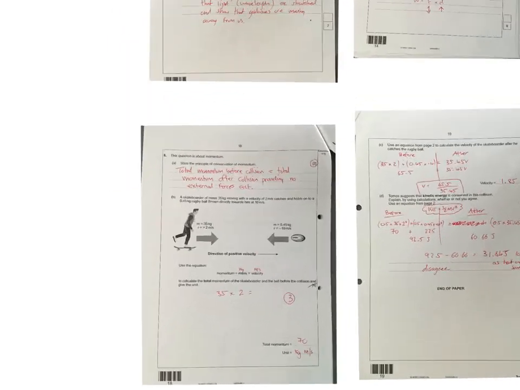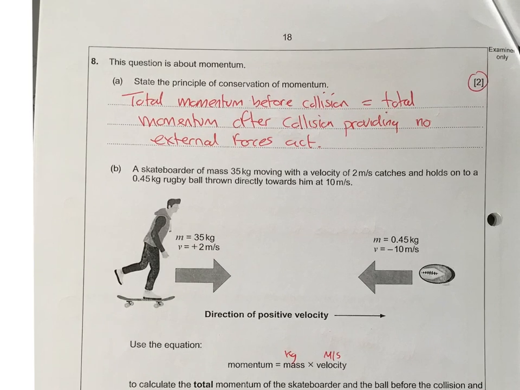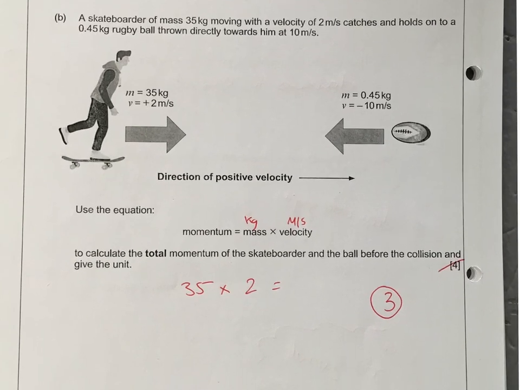And I think that's the end of that question. So coming up to 15 minutes, we're going to be just over 15 minutes now. Question 8 is about momentum. So we've got a nice little definition there. Conservation of momentum: total momentum before collision is the total momentum after, providing no external forces are acting on it.